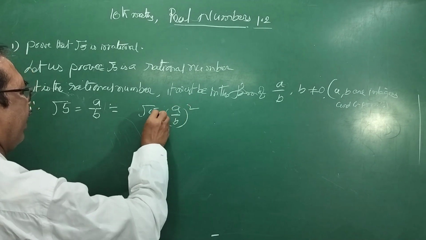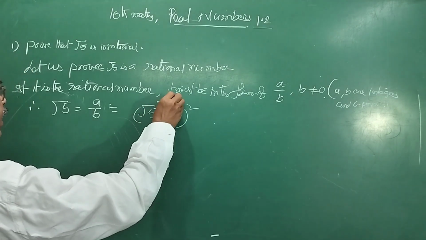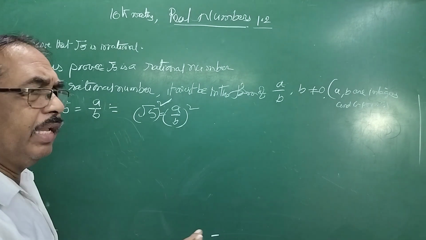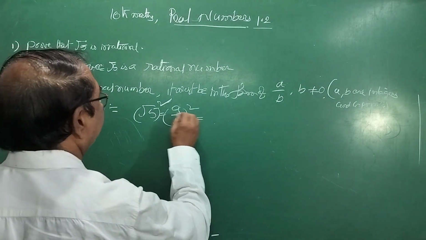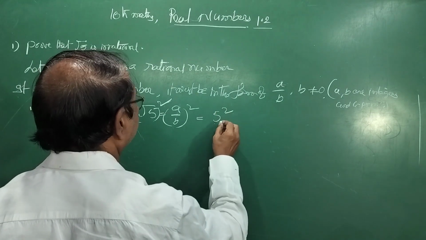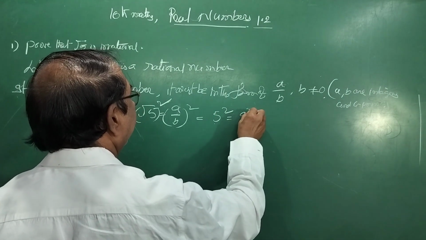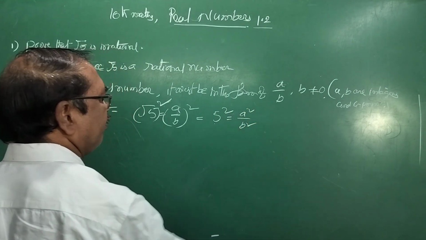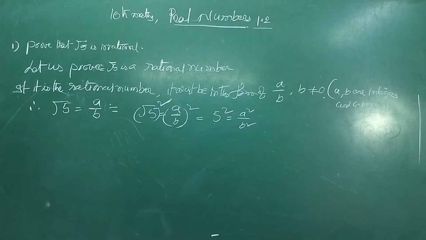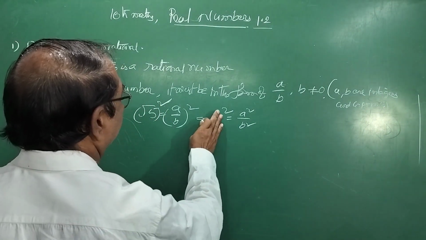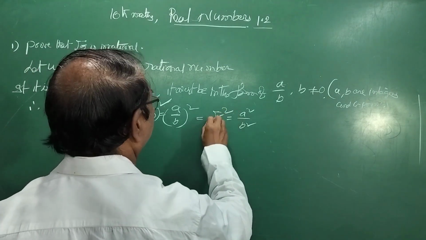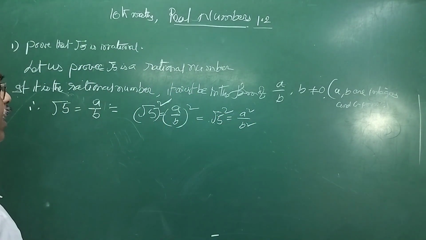Let us square both sides. Whatever you do to both sides of the equation, the equality won't become an inequality. Yes, let us see. Root 5 square is equal to a square by b square.